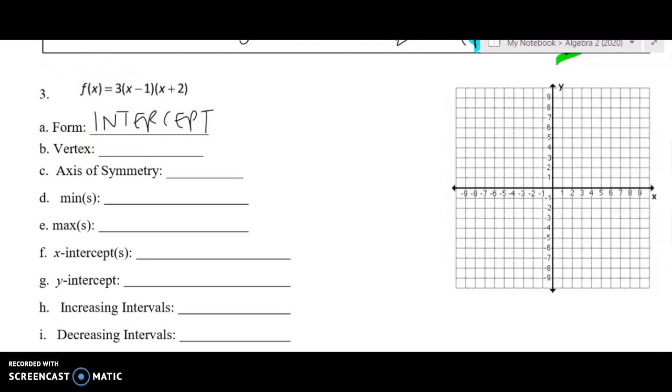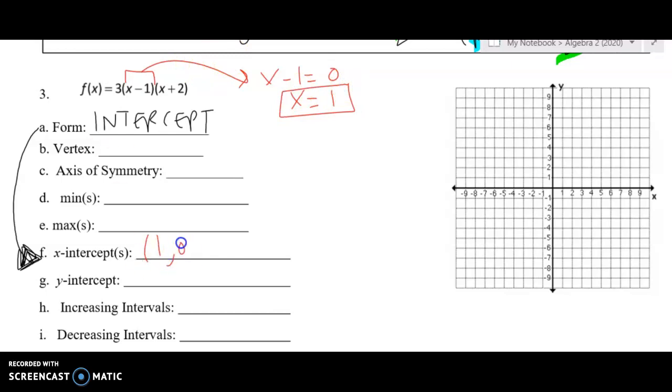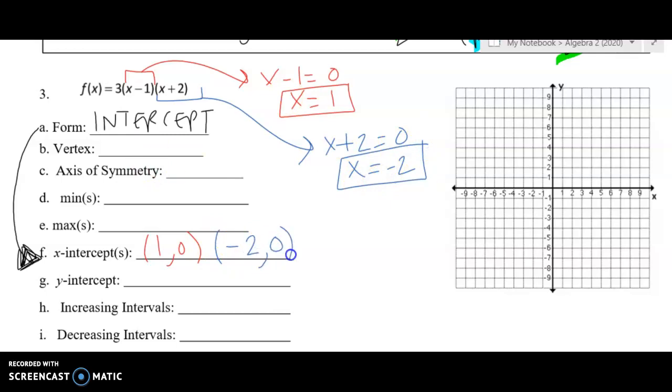Okay, if you have intercept form, I'm going to do an arrow that tells you really quickly the x-intercept. So I'm going to jump right down here to x-intercepts. Remember, we just did this. You take each piece that has x in it, set it equal to 0, and you solve. So the first piece is equal to 1, so my x-intercept is 1 comma 0. Take your other piece, x plus 2, set it equal to 0, solve for x. You get that x is equal to negative 2. That is your other x-intercept.